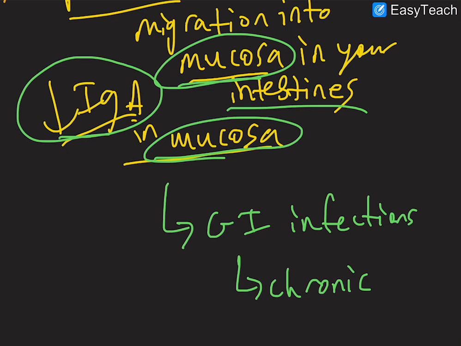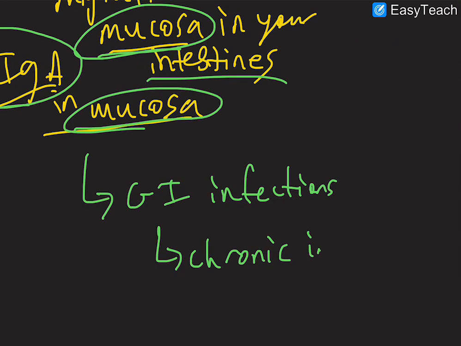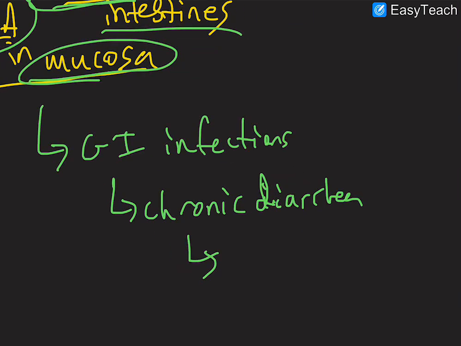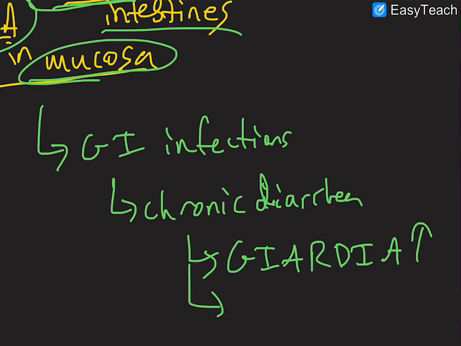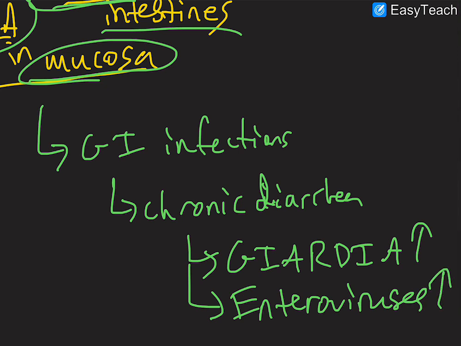So you may see things like chronic diarrhea, due to something like a Giardia infection, for example. One pathogen we should know, a parasite, due to low IgA is Giardia. Increased Giardia infections and increased infections due to enteroviruses. All right, so that's also important to know. This is due to decreased secretory IgA in the gut mucosa because of decreased plasma cell migration into your mucosa because of B cell dysfunction, as we see in Wiskott-Aldrich syndrome.